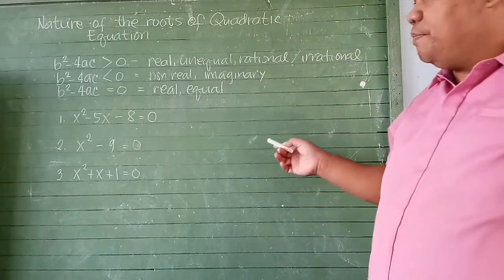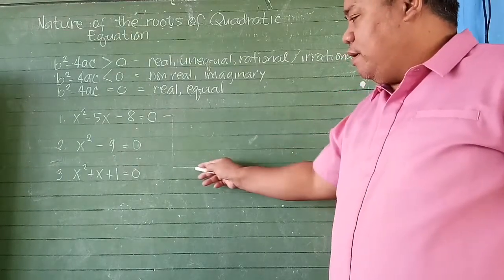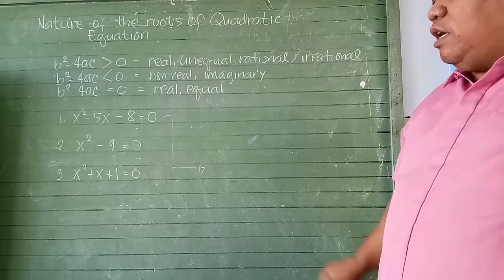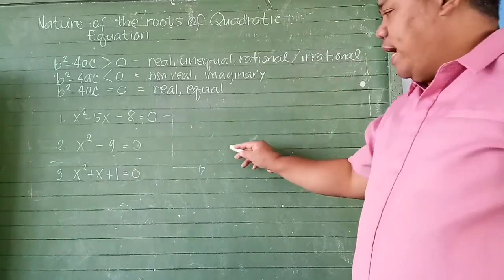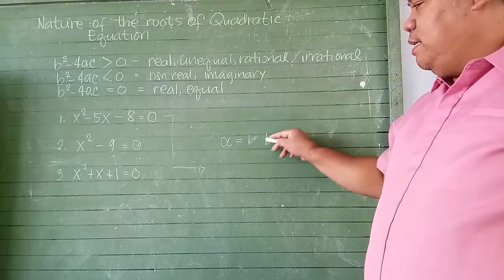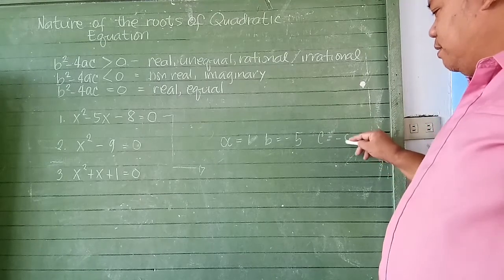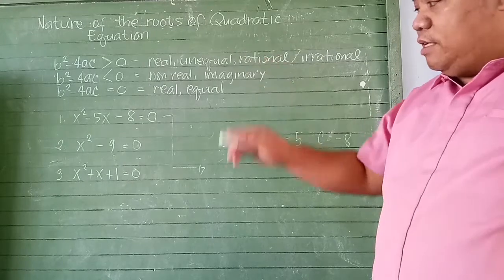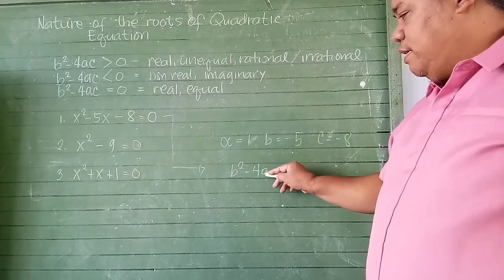So let's start. Now, let's say in number 1, we have the equation x squared minus 5x minus 8. The first thing to do is to get the values of a, b, and c. So a is 1, b is negative 5, and c is negative 8. Now, we're going to pattern these values to the discriminant. Discriminant is b squared minus 4ac.